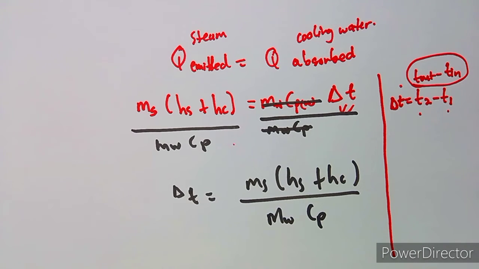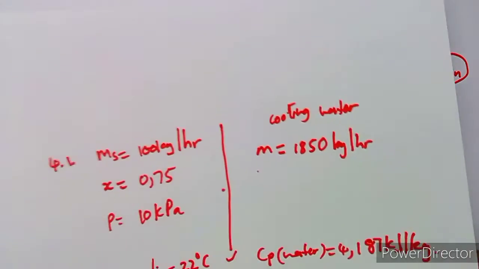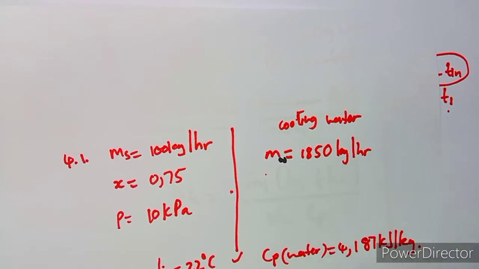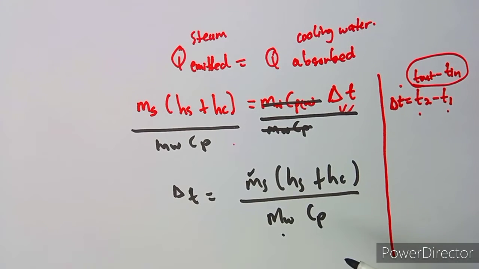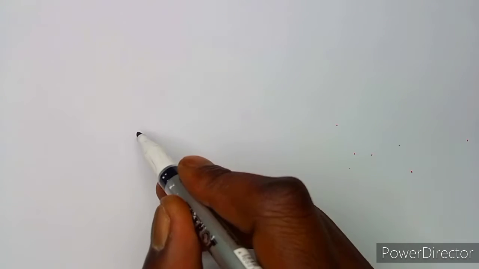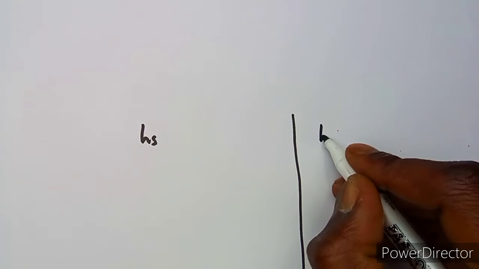On our information, this one is the mass of steam, and this is your mass of water here. These two are there, but we do not have Hs and Hc. Hs is the enthalpy for steam, then Hc is for the condensate. Which means we have to find Hs here, and also we have to find Hc for the condensate.